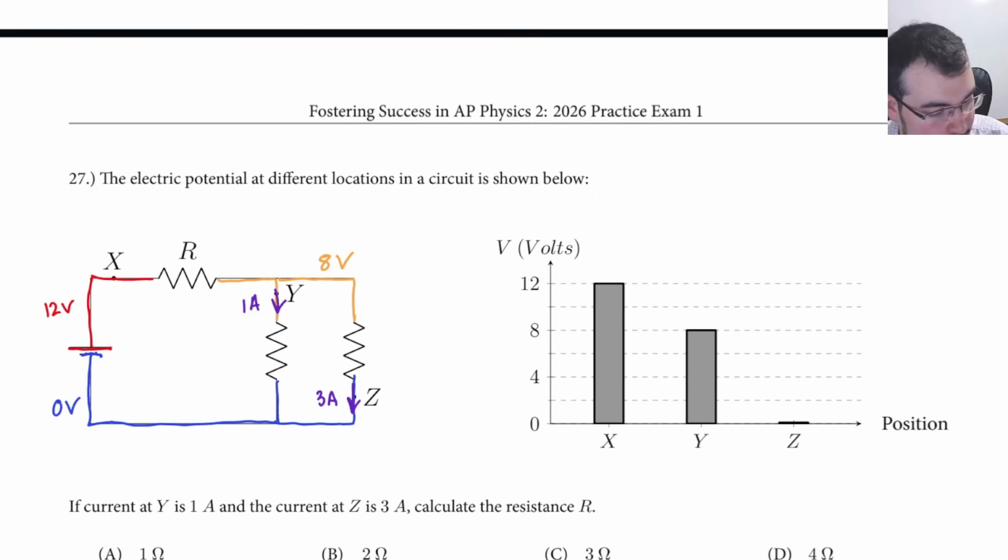Because we color-coded our potential, it's actually super easy to get delta V. This is just Kirchhoff's loop rule. How do I get from 12 to 8? Well, 12 to 8 is, of course, 4.